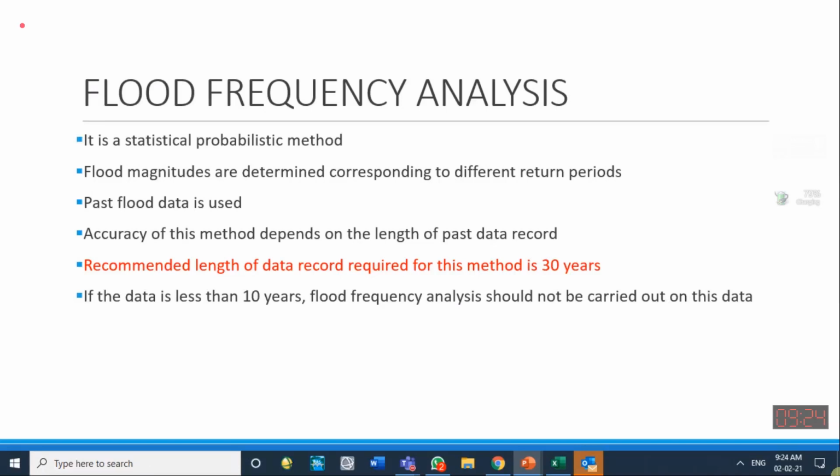The recommended length for flood frequency analysis is at least 30 years. If we have less than 10 years, we should not carry out flood frequency analysis.